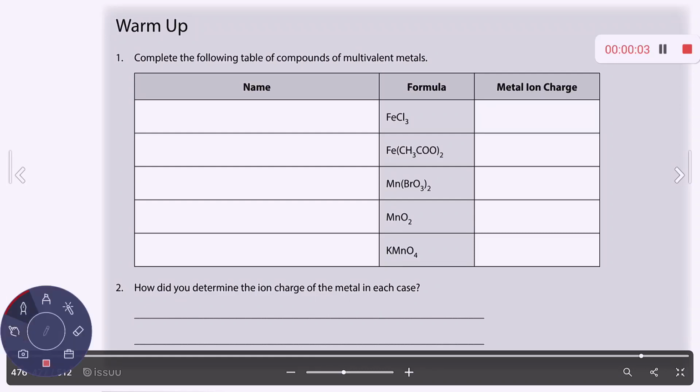Okay, so we are gonna do the warm-up, and you're definitely gonna want to have your nomenclature periodic table as a reference, and every single person needs to have one because doing this section really requires it.